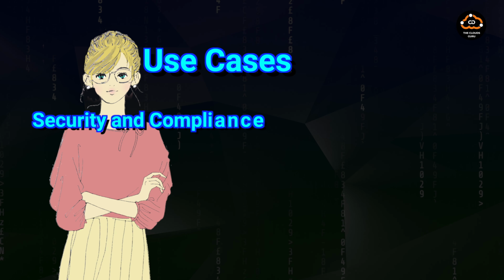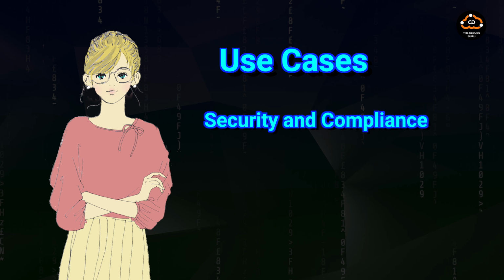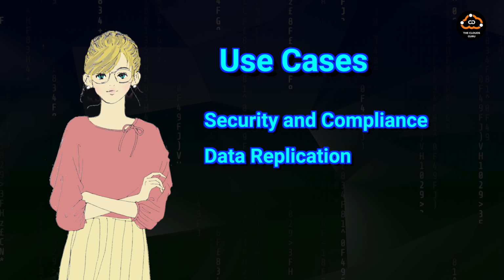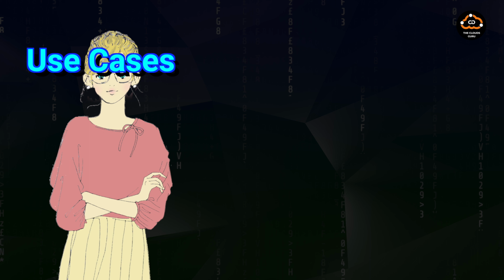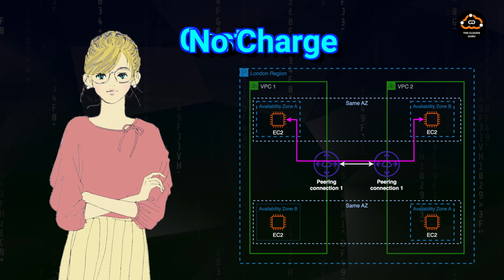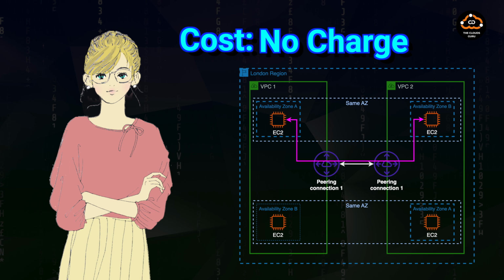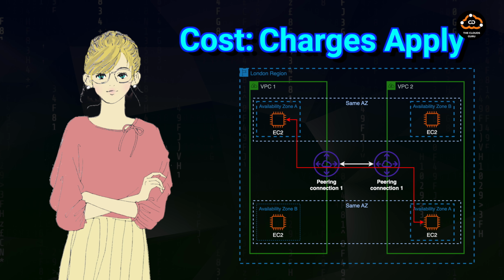Use cases. Security and compliance. Isolate environments within the same cloud, yet enable selective communication. Data replication. Efficient replication between databases across VPCs. Disaster recovery. Ensure data integrity and accessibility during an unexpected failure. Cost. No charge if traffic does not leave the availability zone. Charges apply when traffic crosses availability zones or leaves the region.